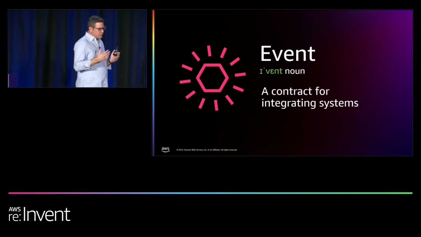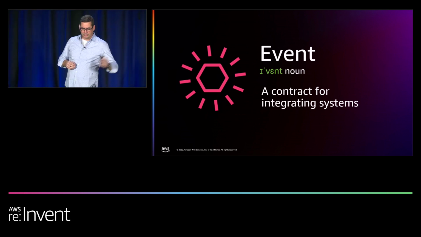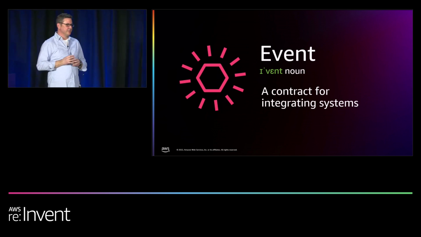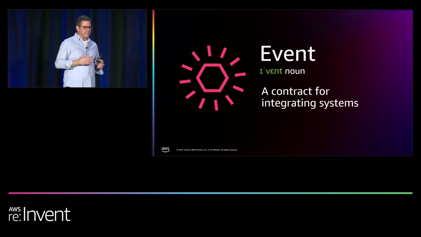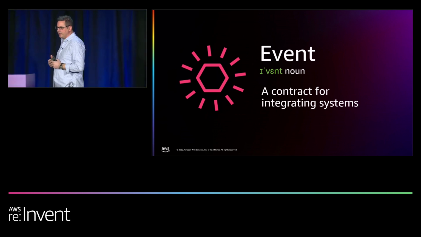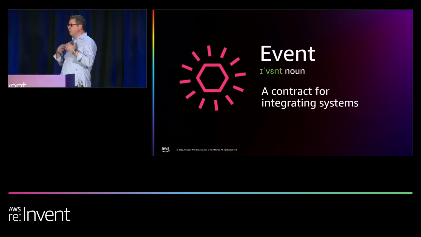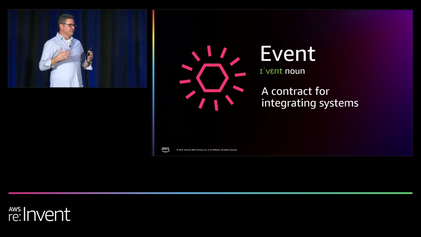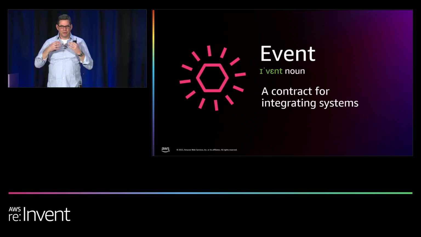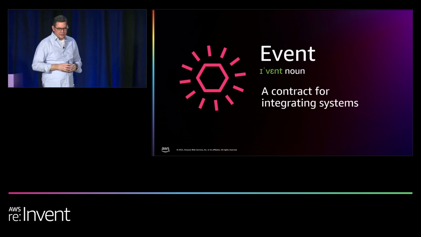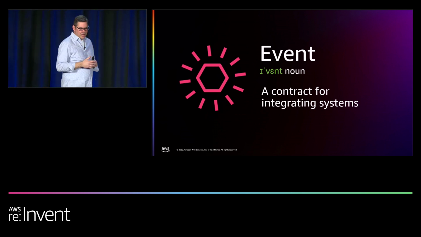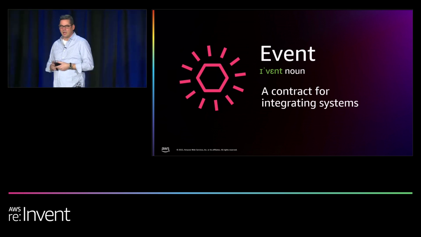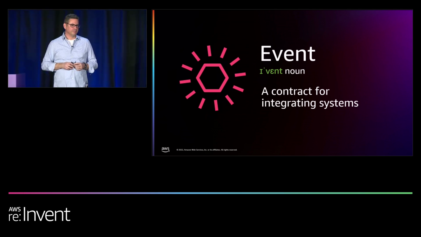But the definition that resonates with me the most is this one. An event is a contract for integrating system boundaries. Now, thinking about events in this way actually means that we're not just dealing with the technical implementation of our integrations. We understand that we're dealing with business-level relationships that are established on the basis of making commitments to contracting parties, and that there's an inherent level of trust between an event producer and an event consumer.